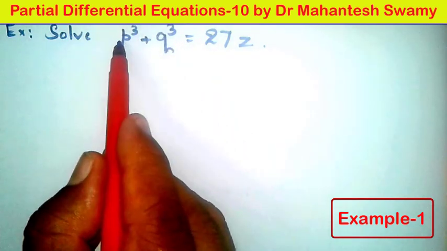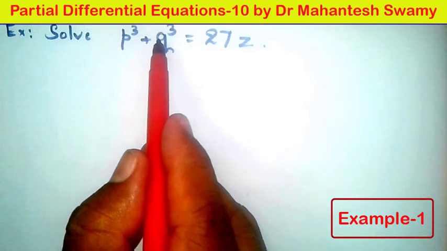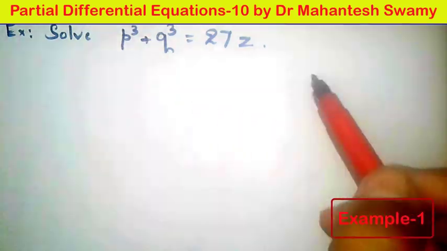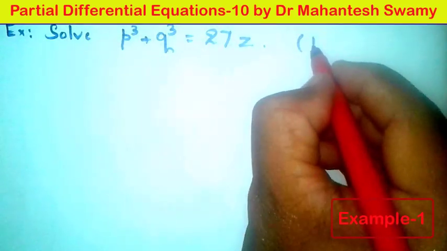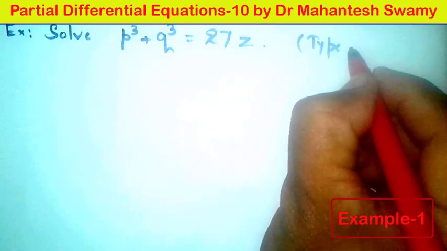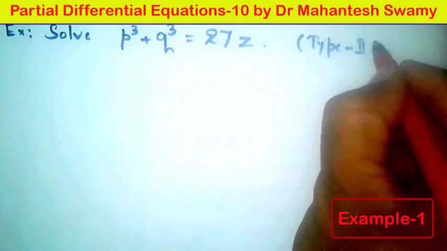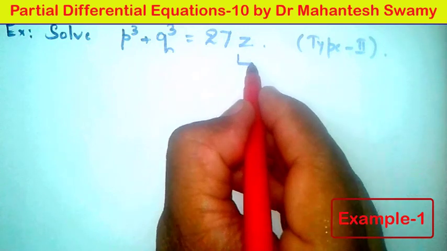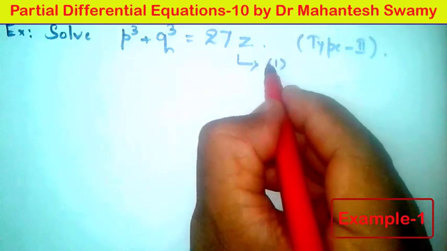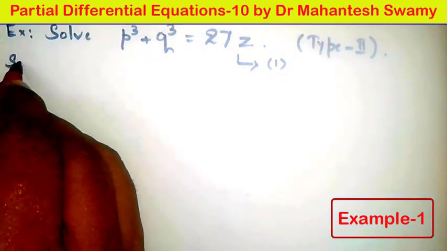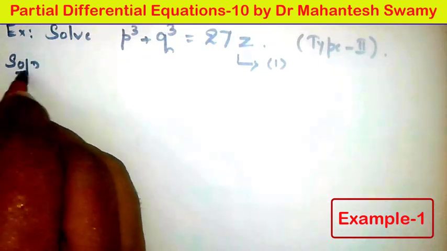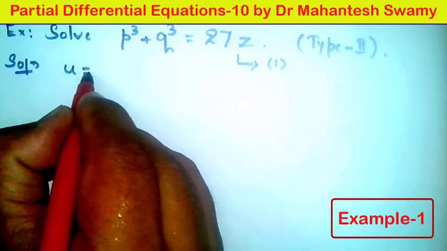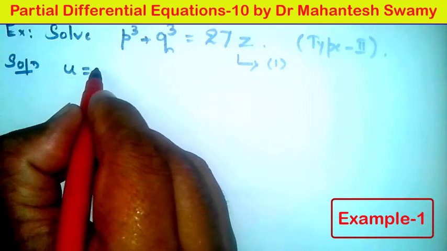Therefore the given PDE is a first order non-linear PDE and it contains only z, p, q. Therefore, it is of type number 2, which we have to identify at the beginning before going to solve the problem. So we have identified it, and then we call the differential equation equation number 1. As per the method of solution, it is our duty to consider one important substitution, that is u equal to x plus ay.